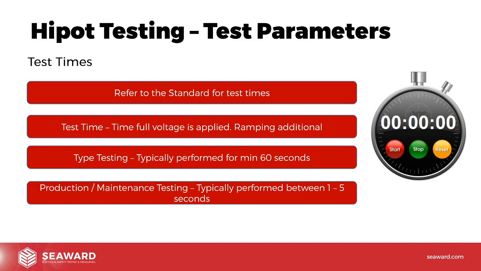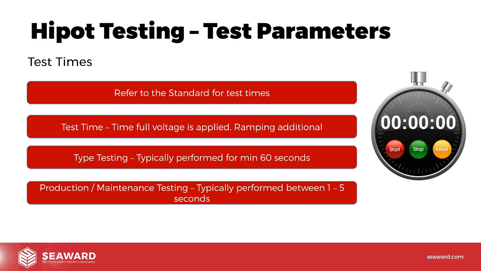Now, in terms of time, kind of typical test times, for those of you that are involved in the type testing world, the pre-production testing, the typical test time for that is generally quite elongated. It's much longer than, say, a production test. So we tend to be looking at a minimum of 60 seconds, in some instances up to 2 minutes long.